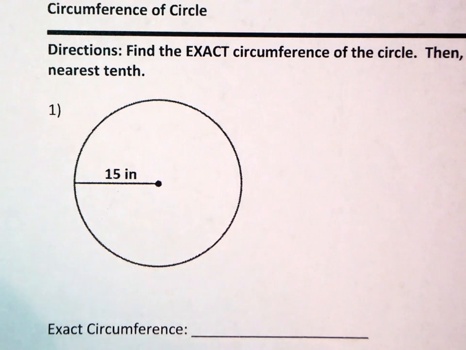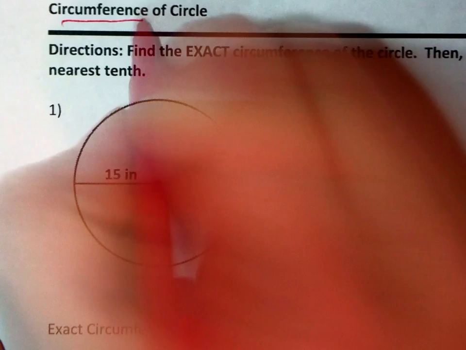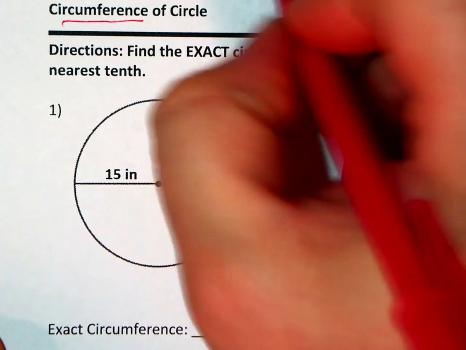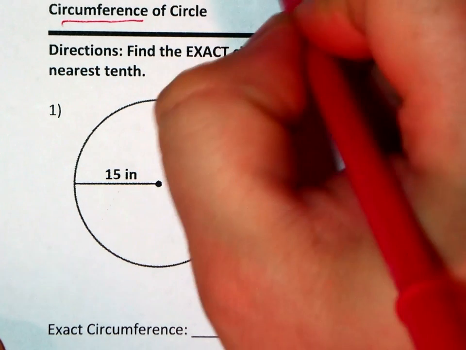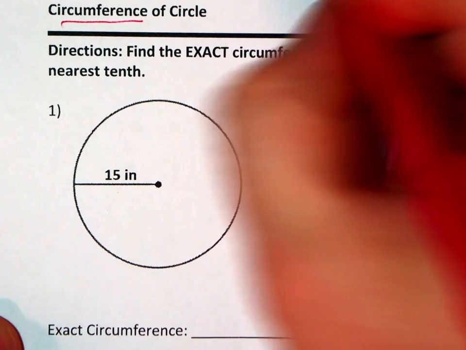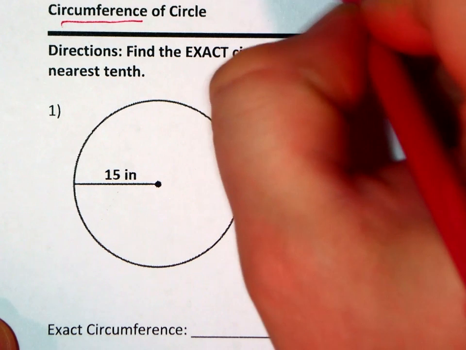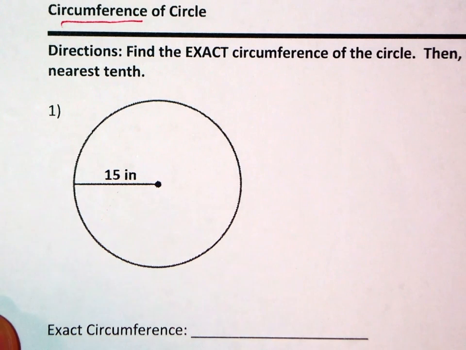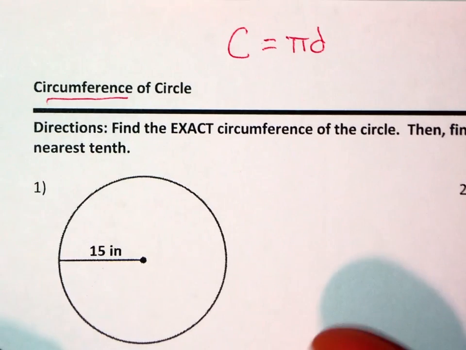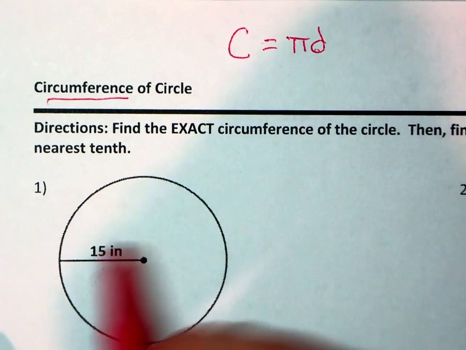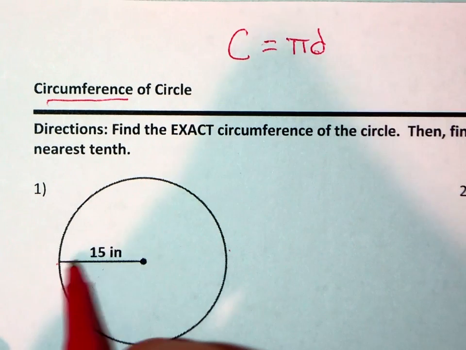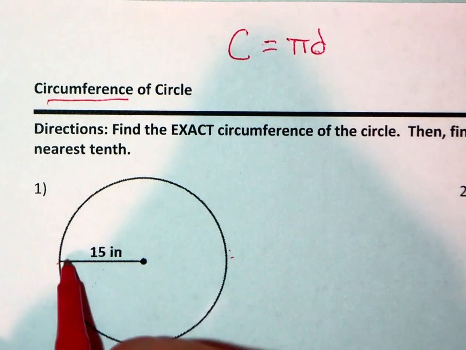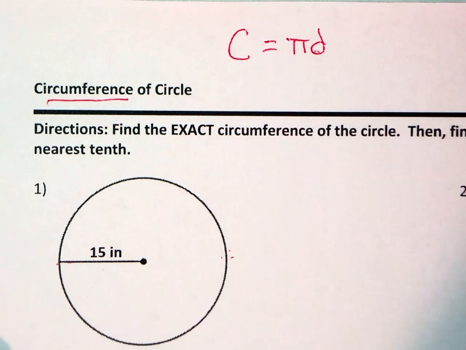All right, you will remember in class that we are looking for the circumference of a circle today. So we were given the formula C for circumference equals pi d. And again, d represents the diameter, or the entire distance across the circle that goes through the center point.